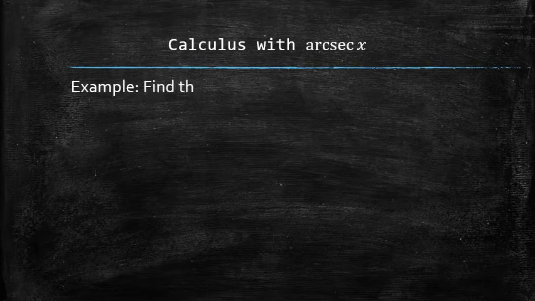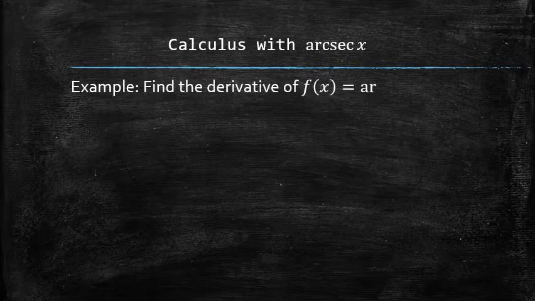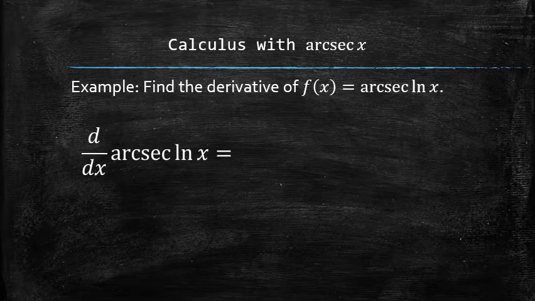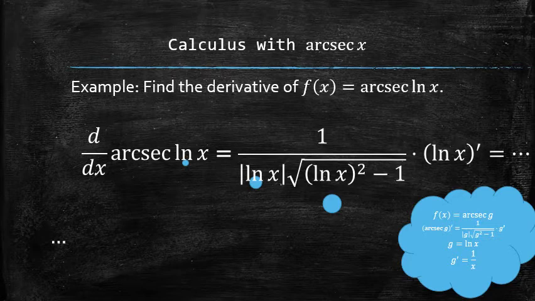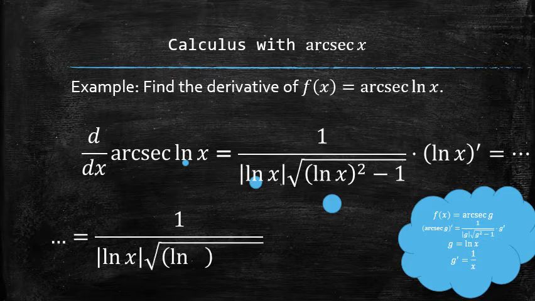Now we can find the derivative of the following function. We start the process by recognizing that we have to find the derivative of a composition of the arcsecant function applied to the natural logarithm function, which is equal to the following expression, in which we know how to find all the components. And there isn't much to simplify here.